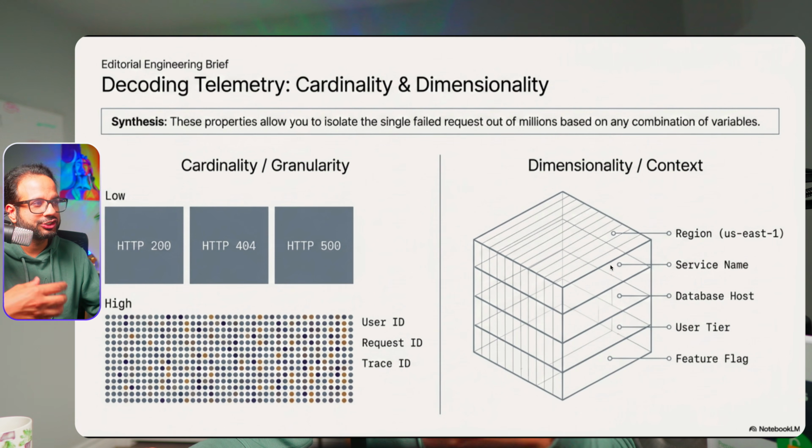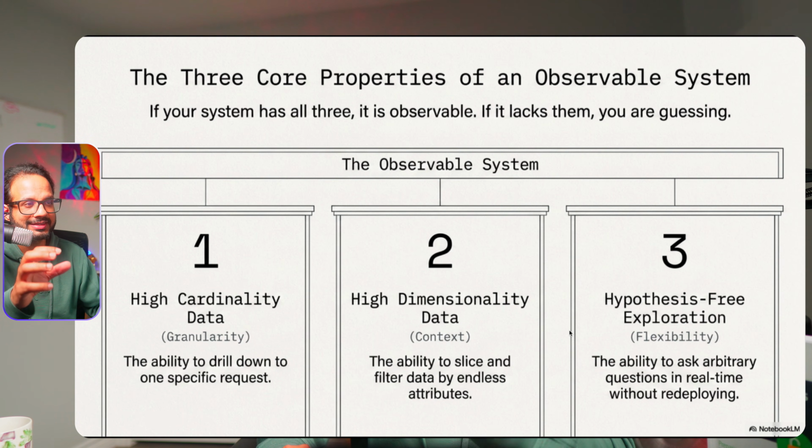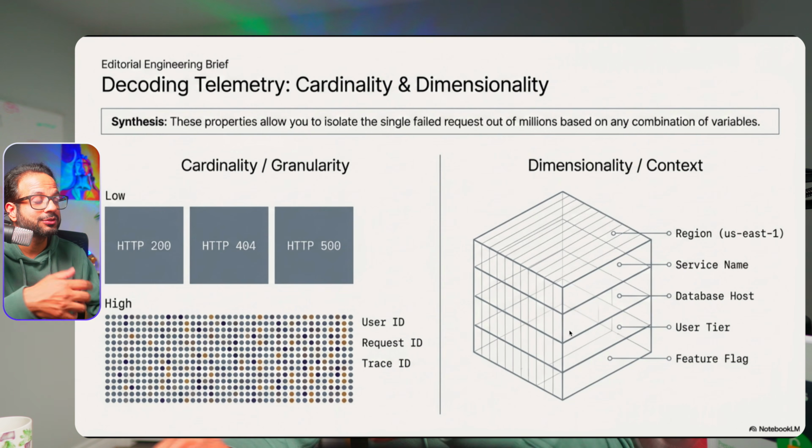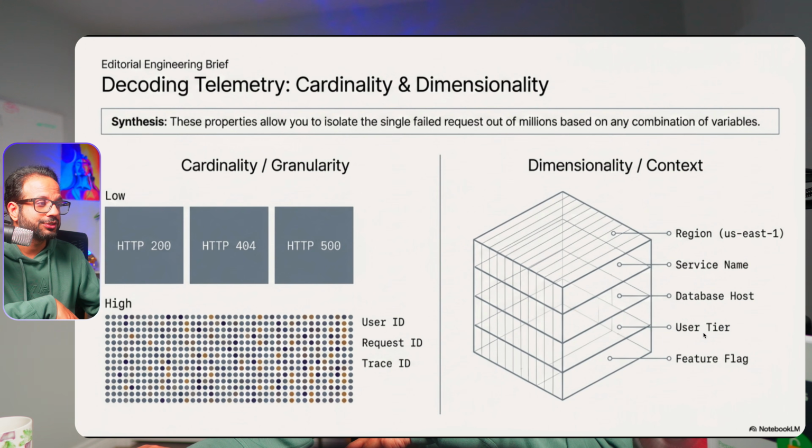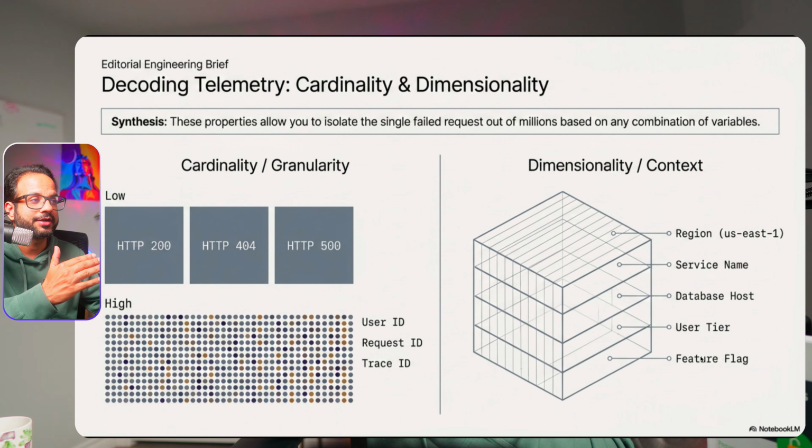Then we have dimensionality or the context. So when I said high dimensionality, I mentioned the ability to slice and filter data by endless attributes, right? What are these attributes? Region, service name, database host, user tier, feature flag, tags. There could be many more attributes. So the ability to filter your request based on different attributes is what we mean by dimensionality. So you should be able to filter the request based on different dimensions, and that's when it becomes important.